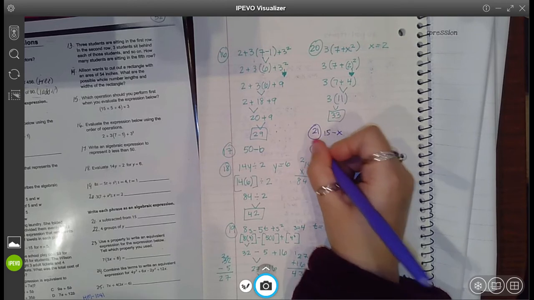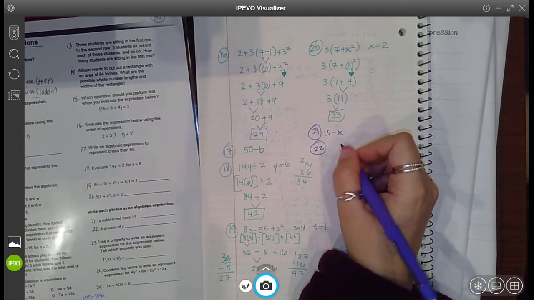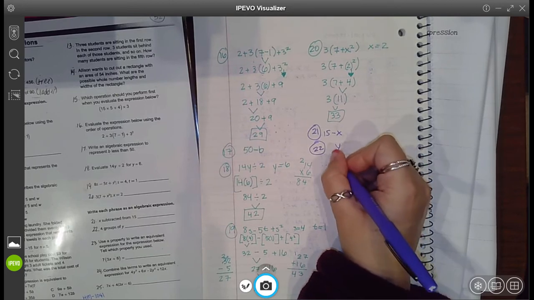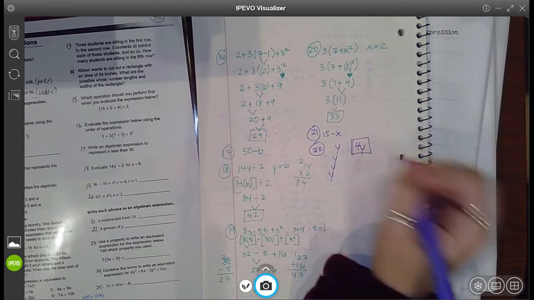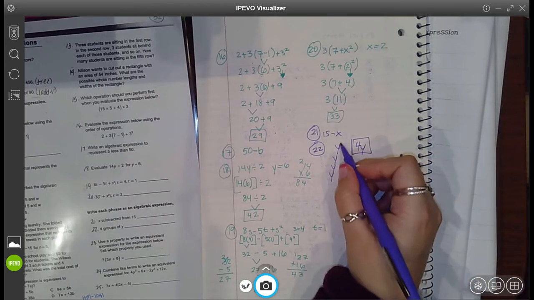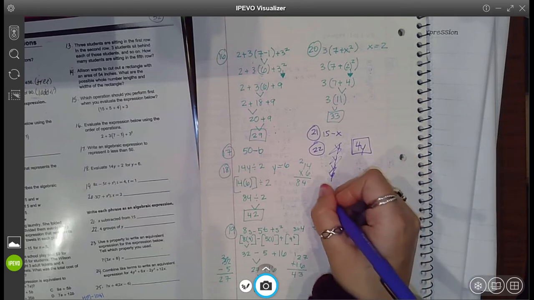Okay, and then 22, 4 groups of y. So you have y, and you have 1, 2, 3, 4 groups of them. So you have 4 y's. Okay, groups of means multiplication. And we don't need to put 4 times y, just put 4 touching the y, and that means multiplication.